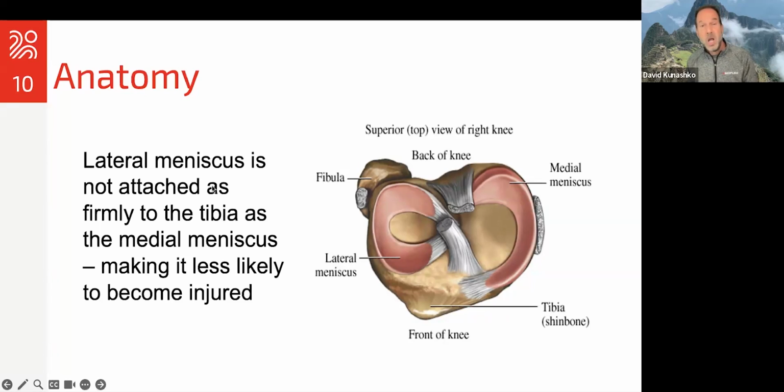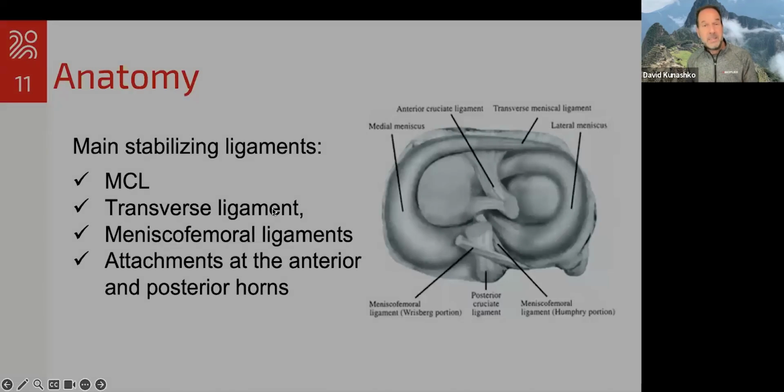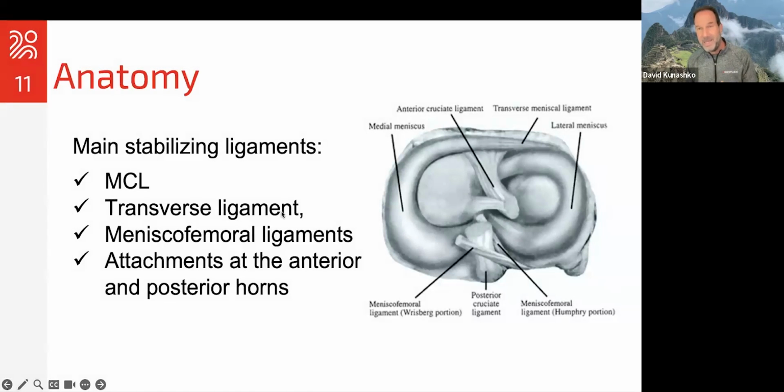The lateral meniscus is not attached as firmly to the tibia as the medial meniscus, so it can move around more, which is good because when you tension it, like when you plant your foot and twist your knee, it's less likely to tear. Whereas the medial meniscus is a lot more stable, with less movement. So when it's under pressure, like twisting or torque, it can tear much more readily.